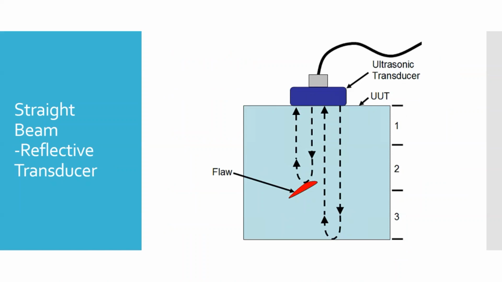And so you can see here where we have a flaw with an acoustic interface, two different materials or a gap or some kind of a void or a crack. The sound is going to return to the probe faster when it hits the flaw than when it goes to the back wall of the part. And so we would get an indication for that.